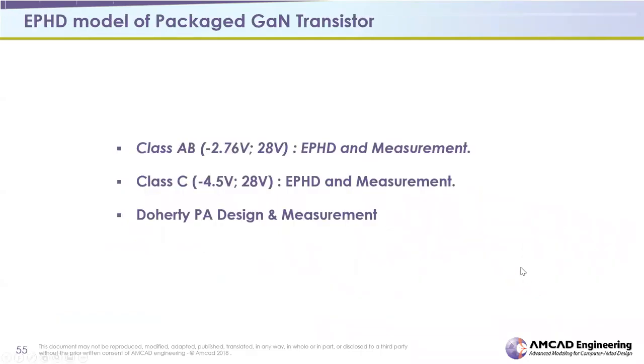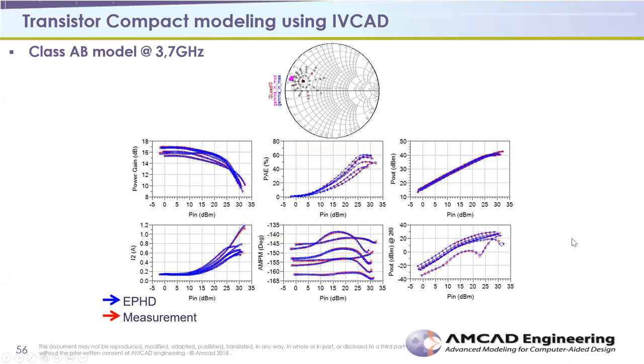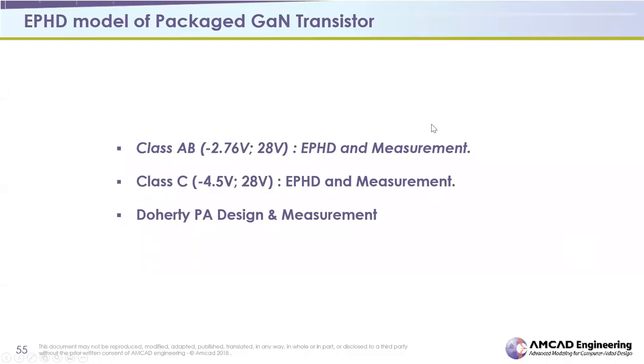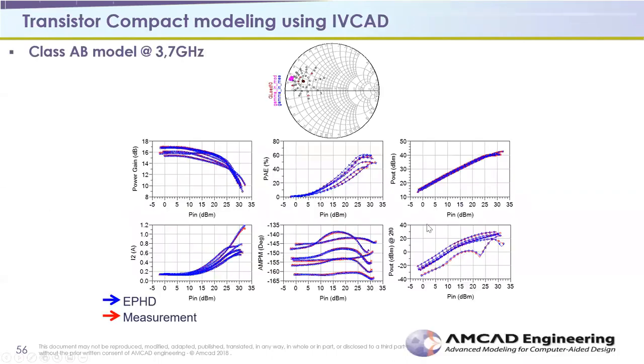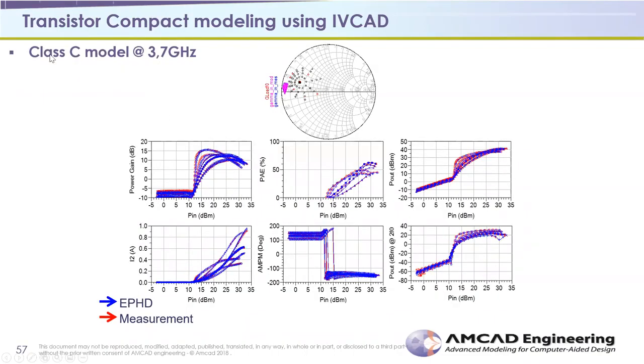As an application, this is a project that AMCAD did with the French Space Agency, to develop a Doherty power amplifier. They said, what we have is an off-the-shelf device that we'd like to characterize in class AB and class C, and from there we would like to design a Doherty power amplifier. So they did the measurements and the model in class AB. Then we did the measurements and the model in class C.